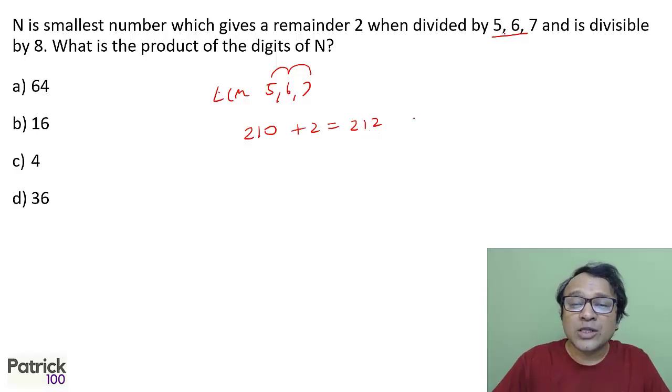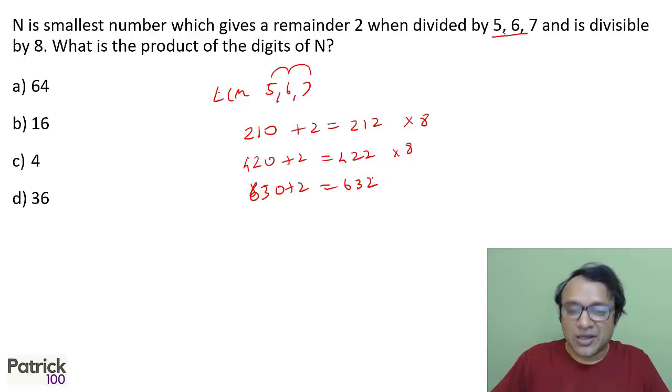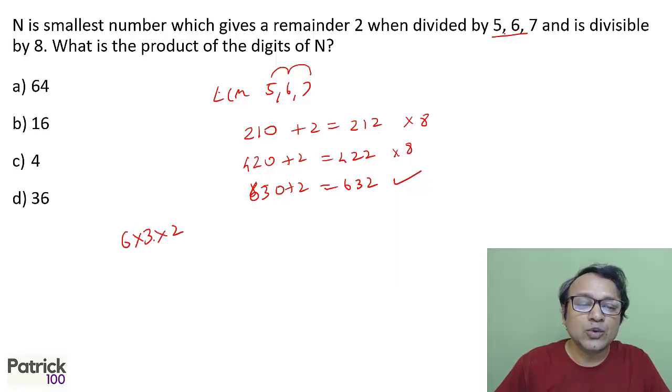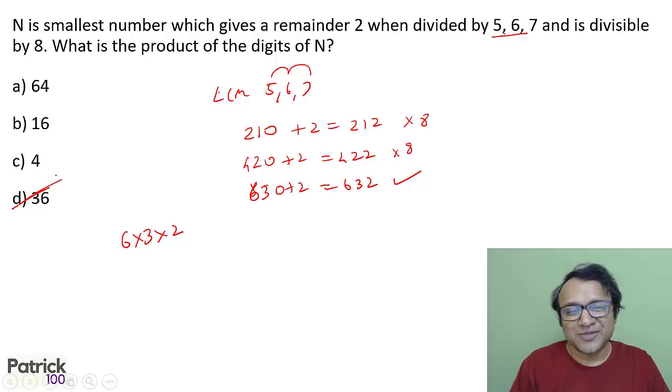You will realize that 212 is not divisible by 8. So next multiple, 420 plus 2, 422, again not divisible by 8. 22 is not divisible by 8, so not divisible by 4. Then 630 plus 2, 632. 632 is divisible by 8. So that means the product of digits of N, that is 6 into 3 into 2. 6 3s are 18, 18 2s are 36, so the answer will be D option.